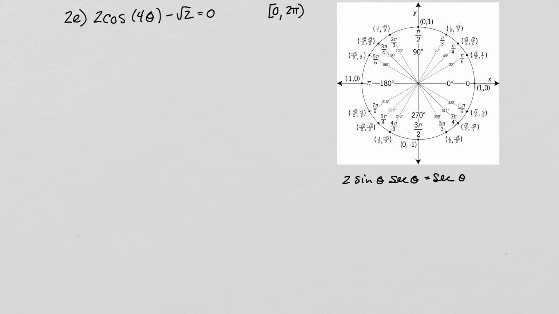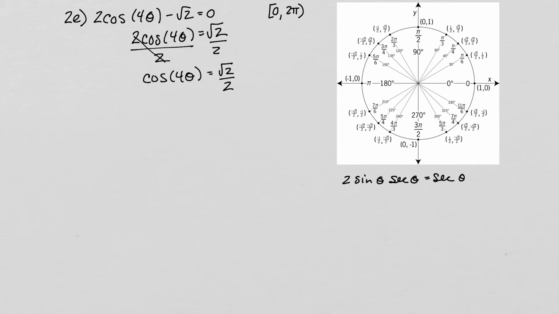The first thing I'm going to do is isolate the trig function like I've done in all these other problems. So I'm going to add the square root of 2, and we have 2 cosine 4 theta equals root 2. Then I'm going to divide everything by 2, so we end up with the cosine of 4 theta is equal to root 2 over 2.